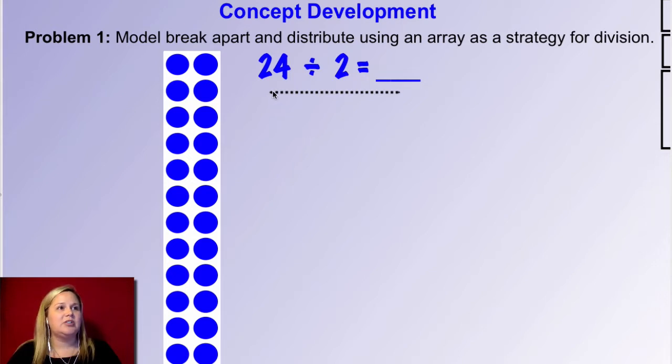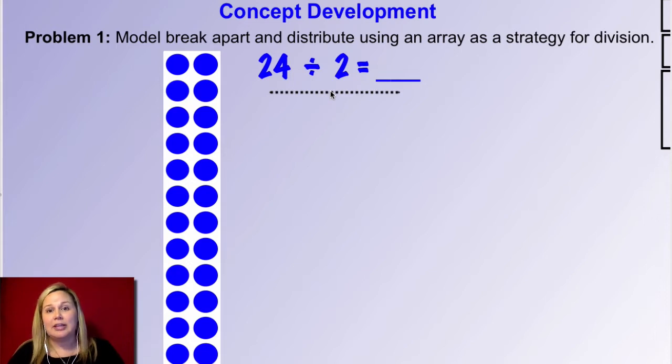Is 24 divided by 2 equals a blank. Okay, so we're going to use this array to help us solve 24 divided by 2. There's 24 dots total on this array. Okay, what I want to do is I want to take this line now and I want to draw it after the 10th row.